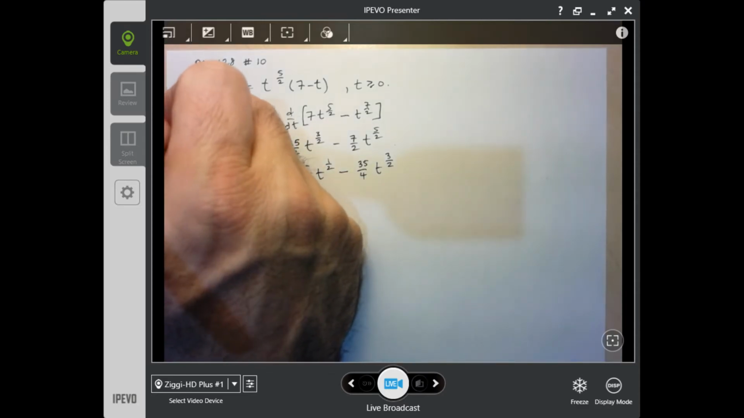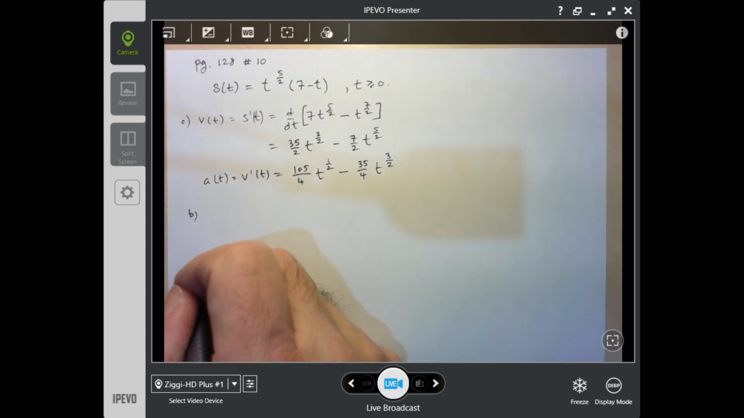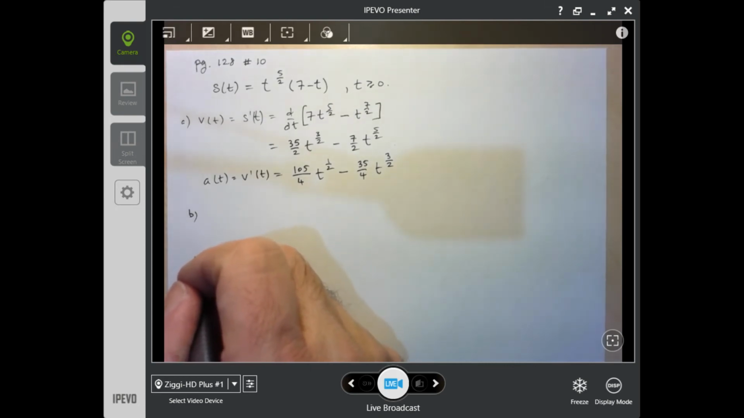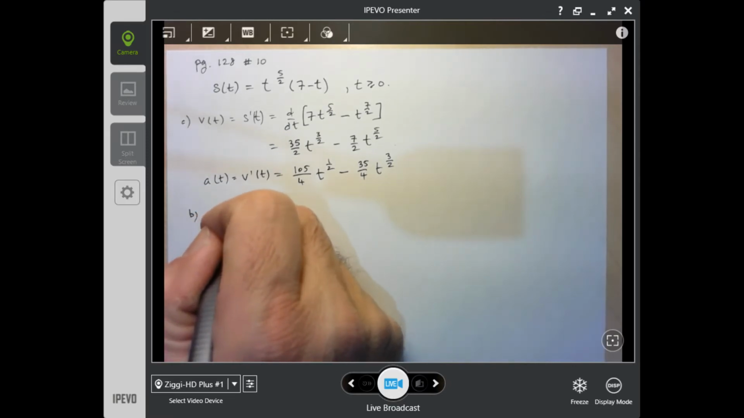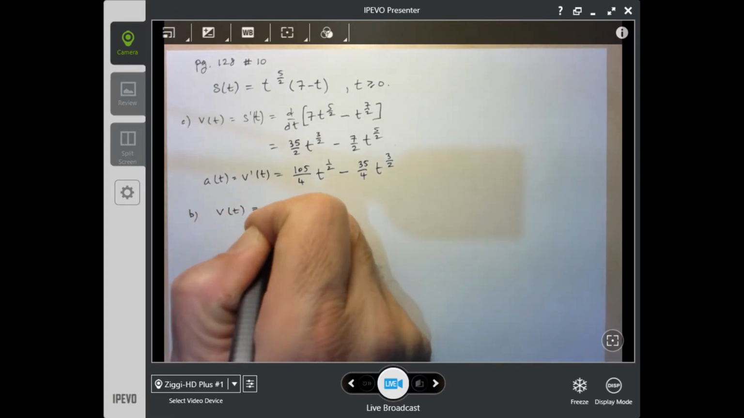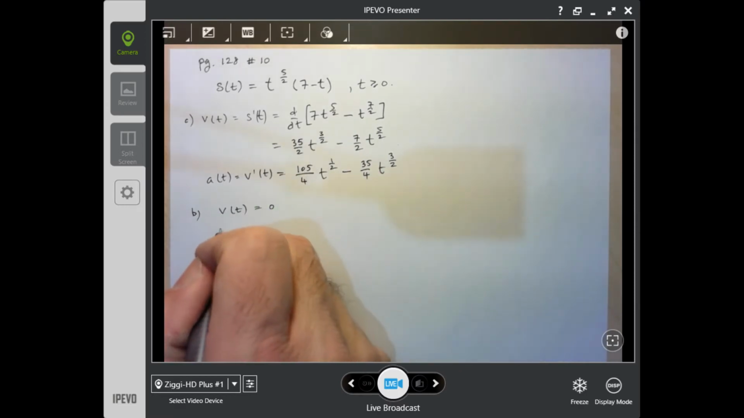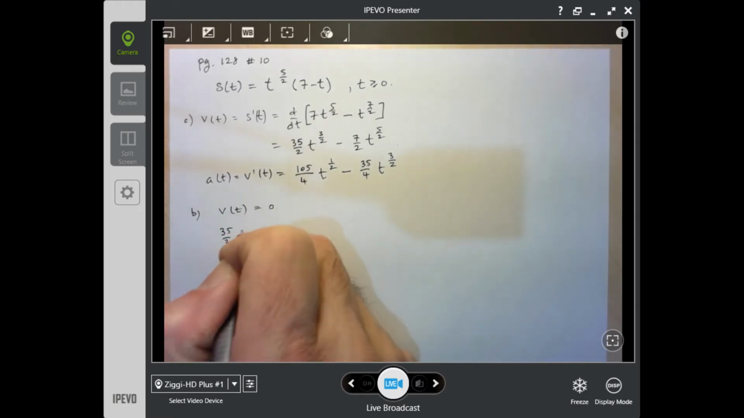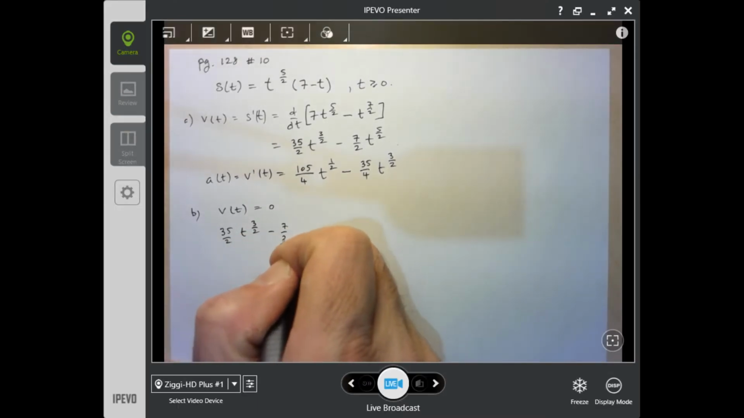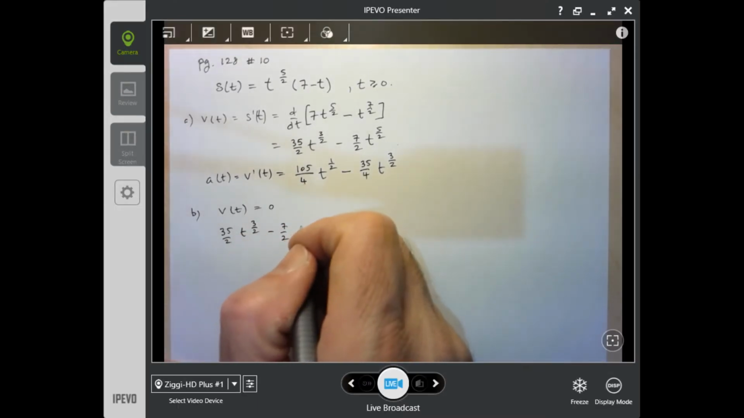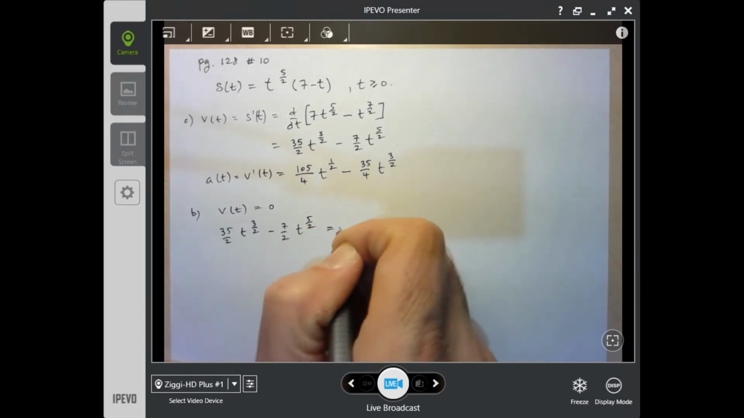So this was part A. Part B says, after how many seconds does the object stop? So what does it mean to be stopped? Well, it means that the velocity is going to be equal to 0. In other words, let's take our velocity function, 35/2 t to the 3/2 minus 7/2 t to the 5/2, needs to be equal to 0.